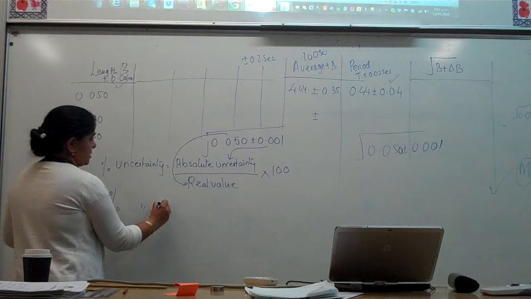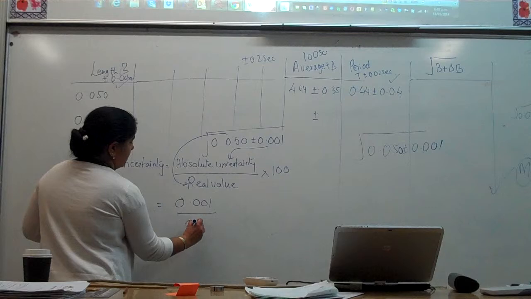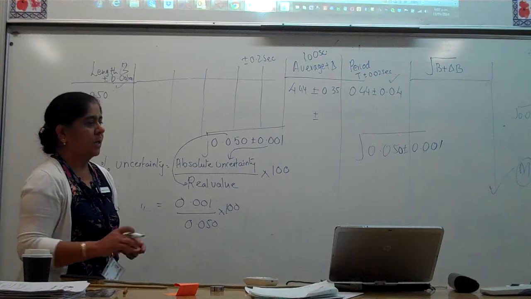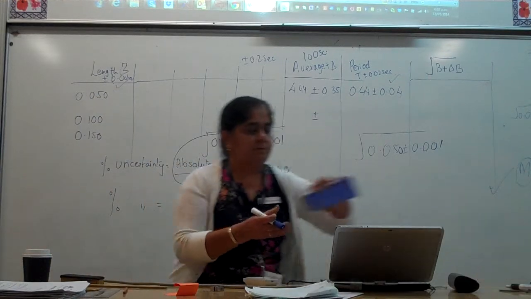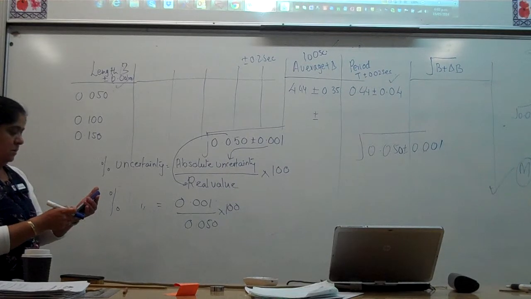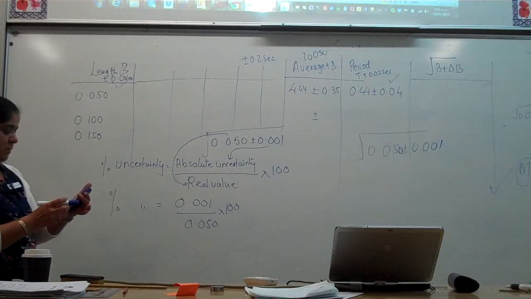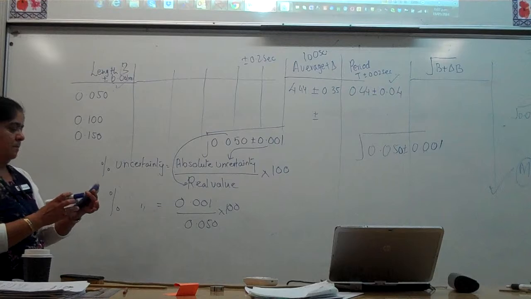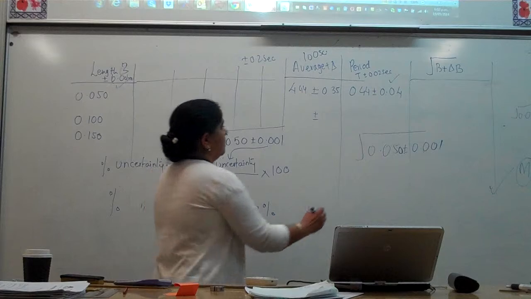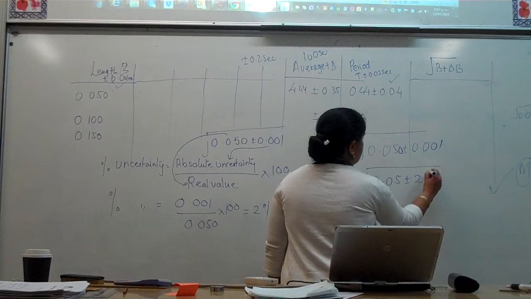Percentage uncertainty is 0.001 divided by 0.050 times 100. And let's do a quick calculation for this. 0.001 divided by 0.05 times 100, 2%. Answer is 2%. And what do we do next? We will write square root 0.05 plus and minus 2%.